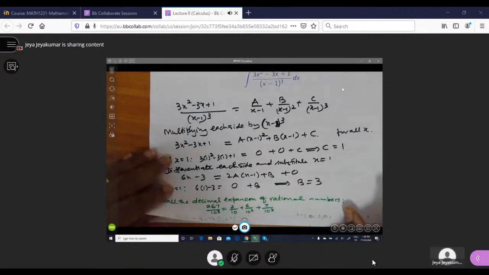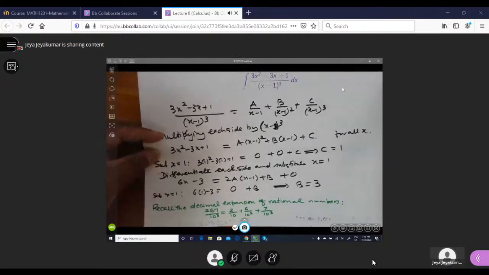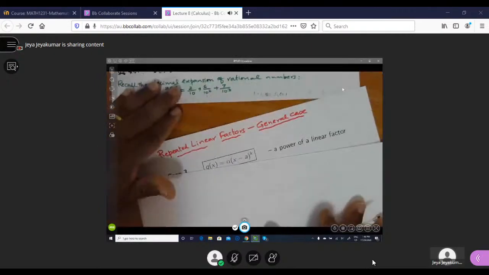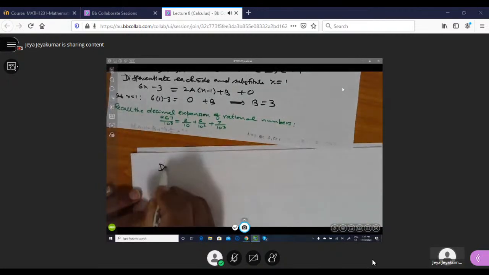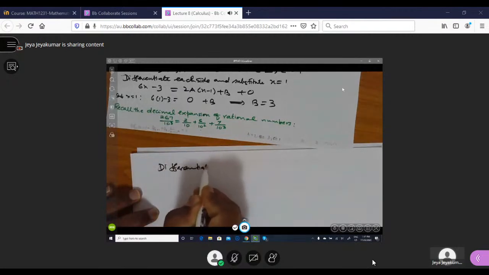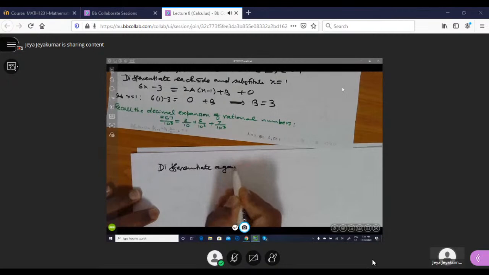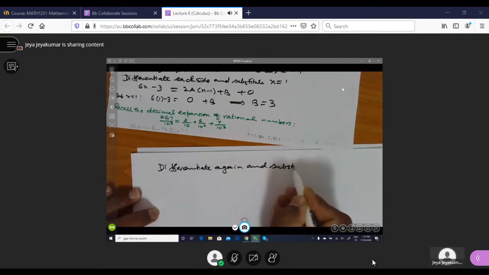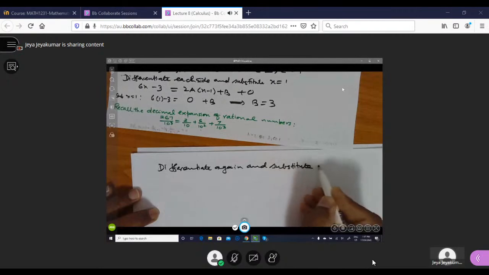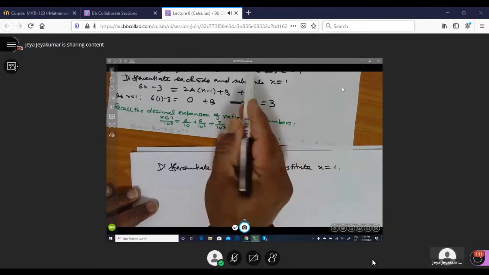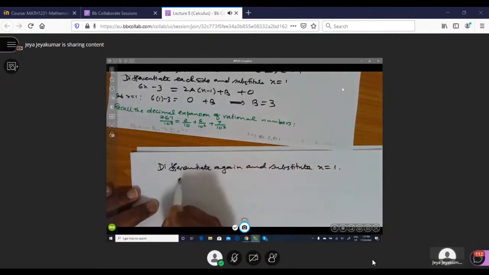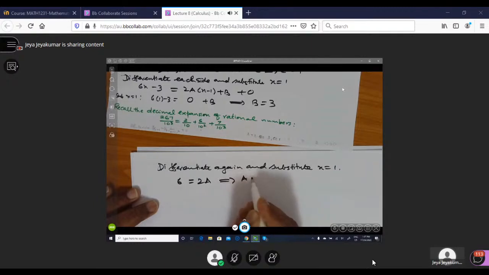Okay? Now to find a, you differentiate it again. You differentiate it again and substitute. Let me move up here. Okay. So we differentiate again and substitute x equals 1. So if you differentiate again, the left hand side, you just need to differentiate it because the other term is constant. So the left hand side now is 6, and on the right hand side it is simply 2a. That gives you a equals 3.